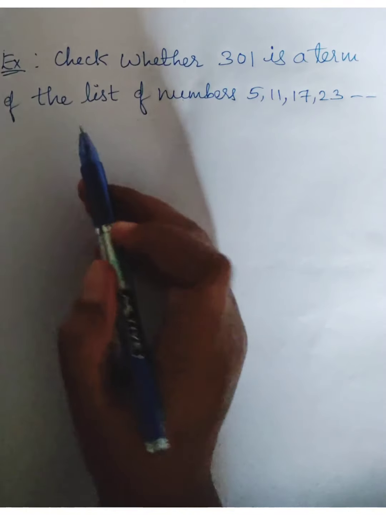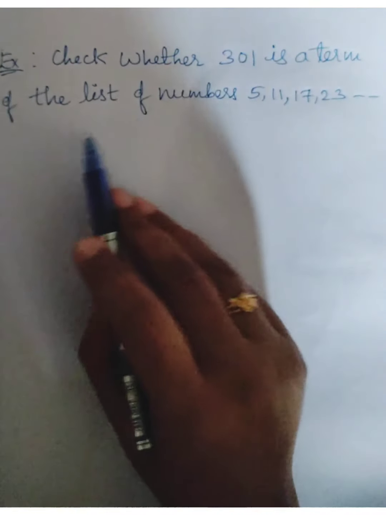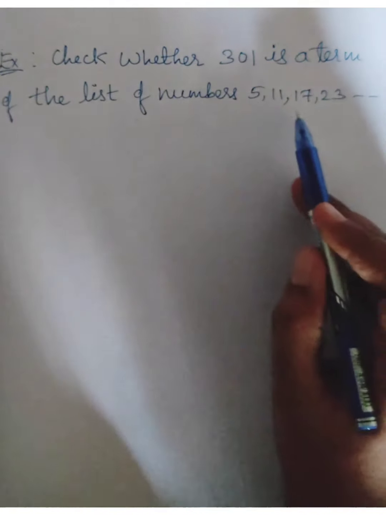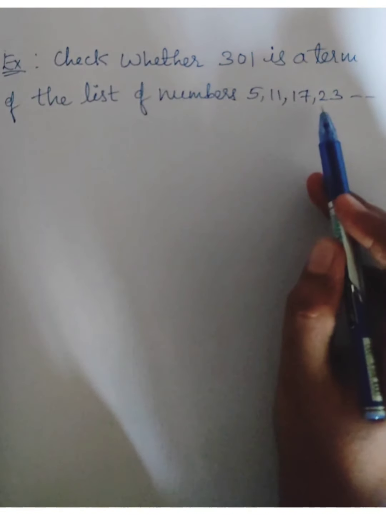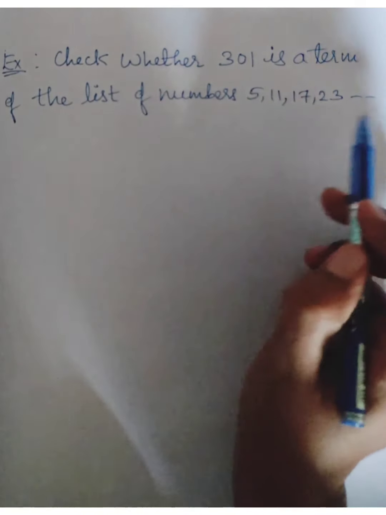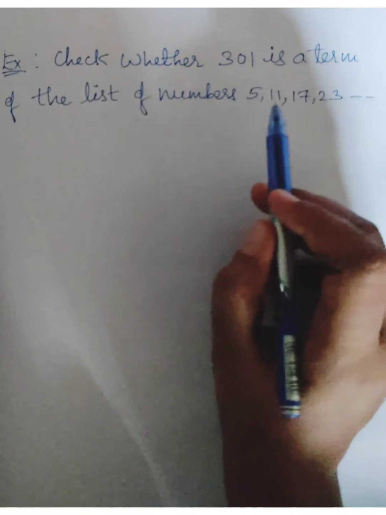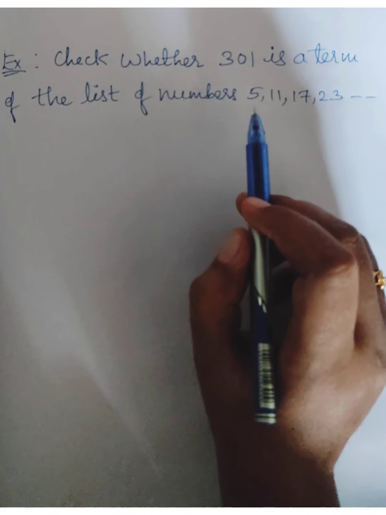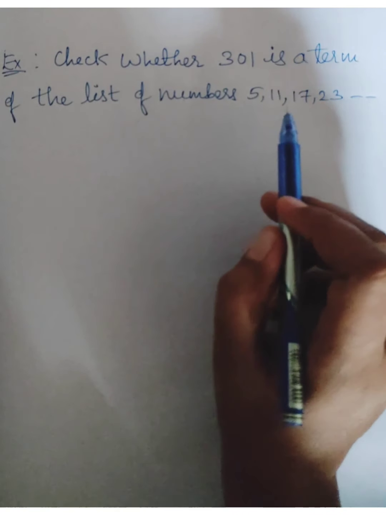Okay, so the next example is: check whether 301 is a term of the list of numbers 5, 11, 17, 23, and so on. The list of numbers is given. We need to find whether 301 belongs to this list or sequence or not. Before that we need to find the common difference, because we need to find whether it is an AP or not.